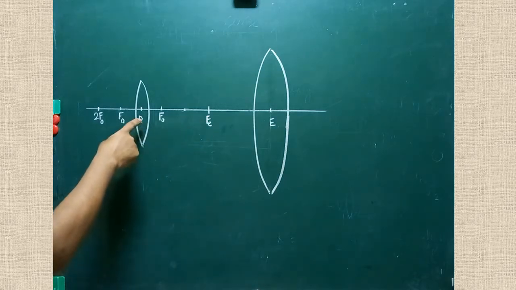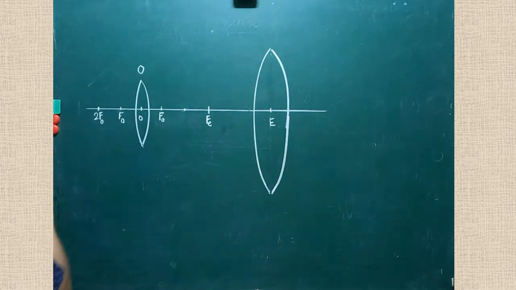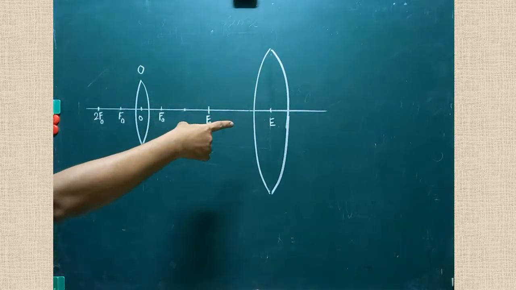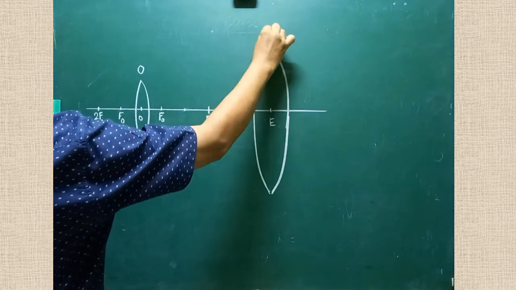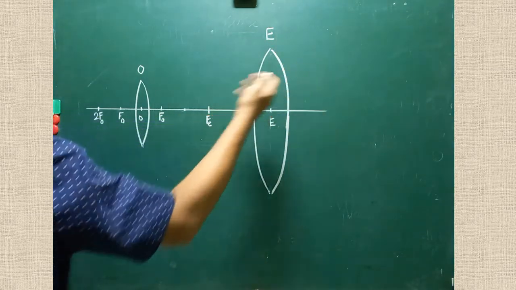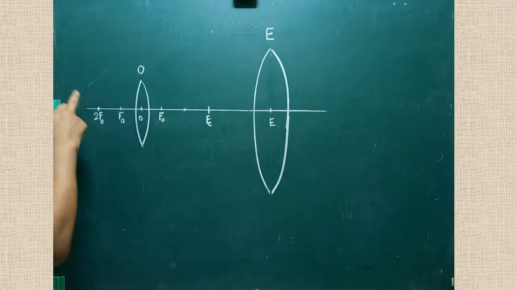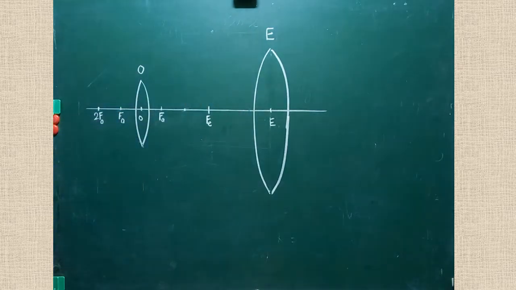One is called the objective. The small focal length convex lens is called the objective. Therefore, it can be named as O. And another lens that is taken here is called the eyepiece, because you are going to keep your eye to look at the magnified object. Since this lens is very close to the object, it is called the objective, and this one is called the eyepiece.